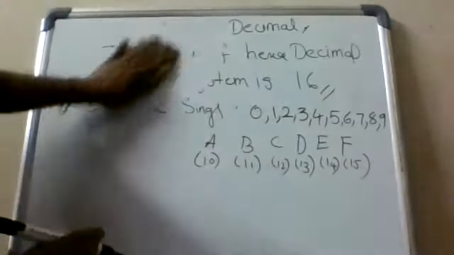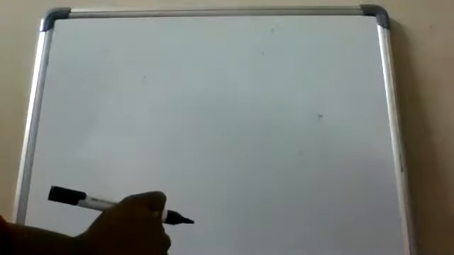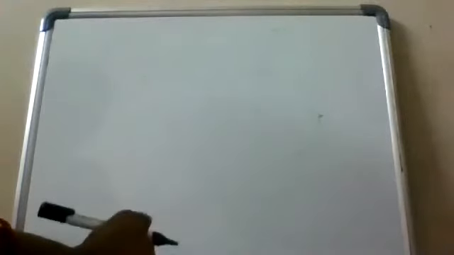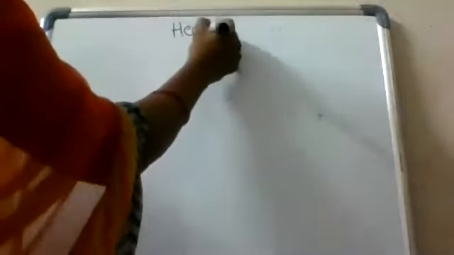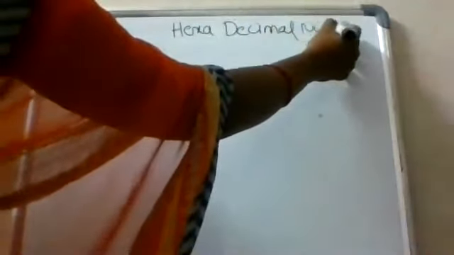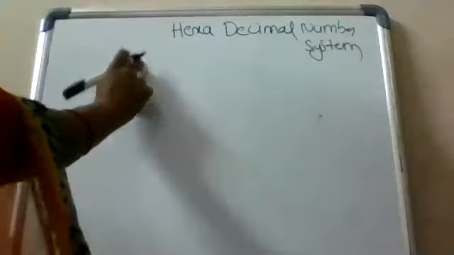In the hexadecimal number system, we have binary to hexadecimal, hexadecimal to binary, decimal to hexadecimal and hexadecimal to decimal conversion. We have 4 conversions in the hexadecimal number system. What are they?